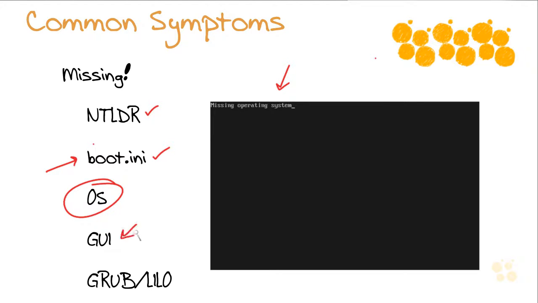The graphical user interface for your Linux might go missing, or the boot menu program. The older one's called Lilo, by the way. The newer one's called Grub, and this dictates the options that you get for booting your system. Any of these things might go missing, and this is going to cause a real obvious symptom for the user, because with any of these, they're not going to be presented with the operating system that they know and love.